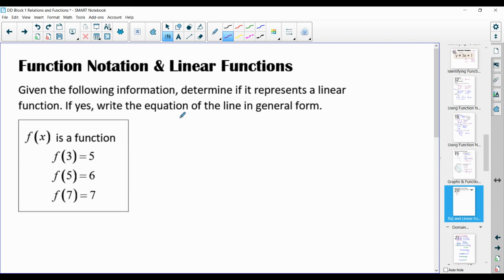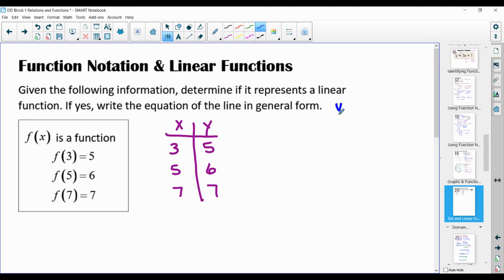Now I'm giving you a heads up right away. It is going to represent a linear function, but let's find out why. So the first thing I'm going to do is make a table of values. When we're given function notation, it gives us lots of information, but we'll get a better visual if we write this out in a table of values. So if our input is 3, our output is 5, our input is 5, our output is 6, input is 7, output is 7.